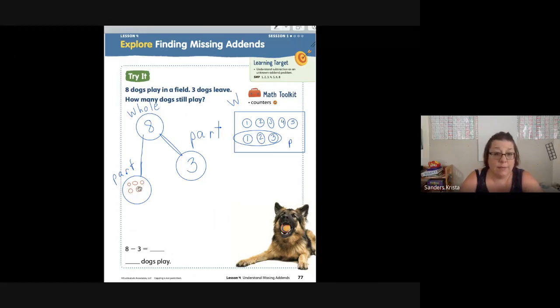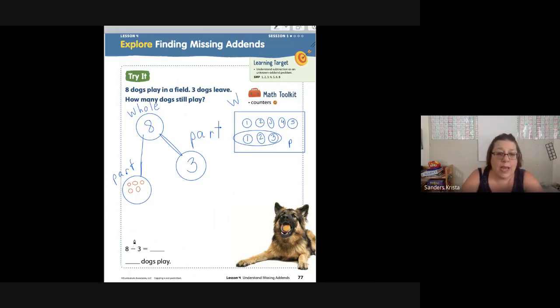So 3, 4, 5, 6, 7, 8. So 3 plus 5 equals 8, right? 3, 4, 5, 6, 7, 8. Okay, so here it says 8 take away 3 equals what?